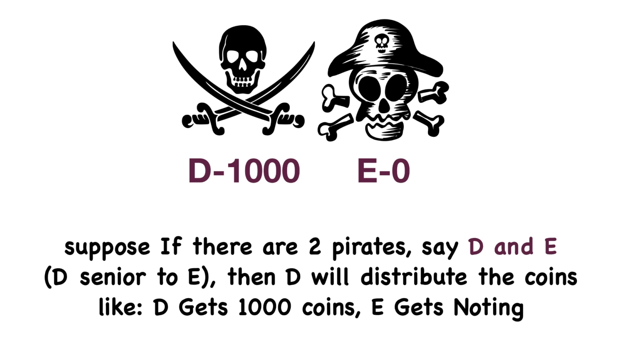So Pirate E knows now he gets nothing if only 2 pirates are left. In this case, D will vote in favor of his distribution and the distribution will be accepted because of the people who voted in favor of it. So in this scenario, D gets everything and E gets nothing.